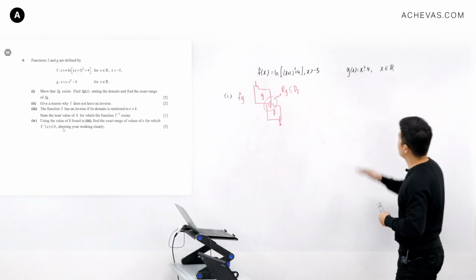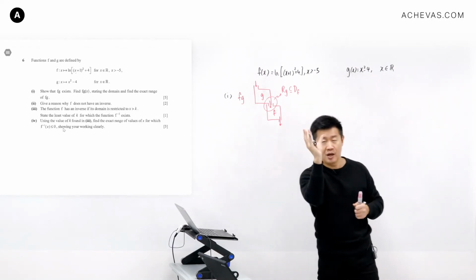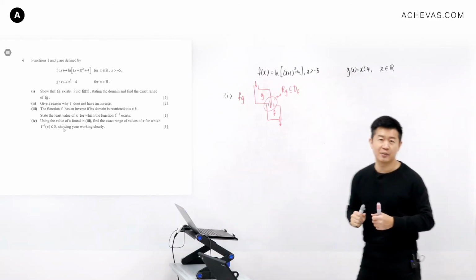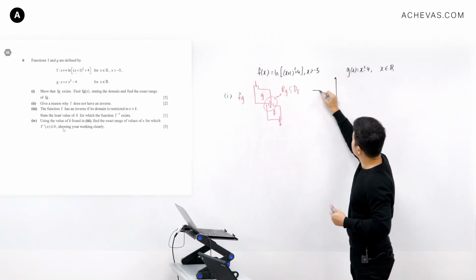As long as my domain is a continuous set of numbers, I know graph is my best possible tool. So I'm going to try to sketch the graph of g, and this is an easy graph to sketch. I don't even think I need my GC. It is just a parabola again, but being translated by 4 units in the negative y direction. So g is going to look something like this.